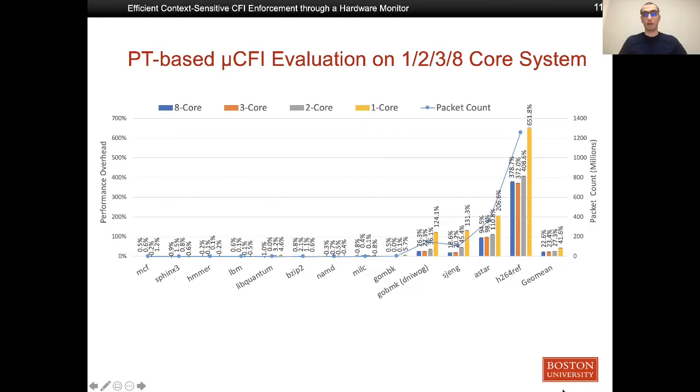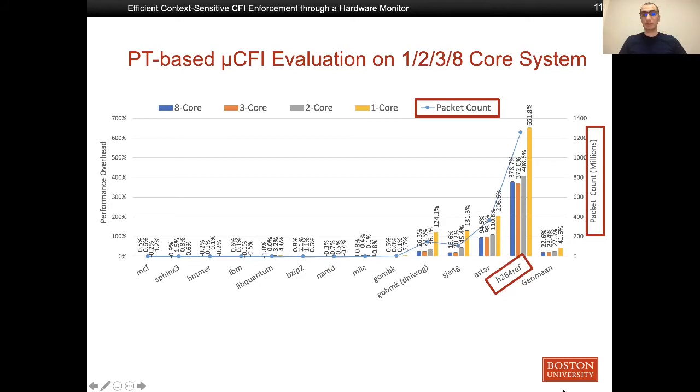So, coming back to our previous question, why do we observe drastically increased performance overhead on a single core? Again, we present the same graph, the same experiment that we showed in our previous slides, but this time we also present the generated packet count for each benchmark.